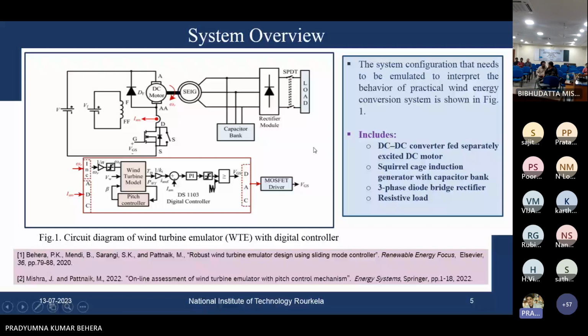The system configuration that needs to be emulated to interpret the behavior of the practical wind energy conversion system is shown in figure 1. You can see it includes the DC to DC converter fed separately excited DC motor. This one is our DC motor. It is coupled to the self-excited induction generator, and at the stator terminals of the self-excited induction generator, a capacitor bank is connected. And the output of the self-excited induction generator is fed to a three-phase rectifier and finally connected with the load through a single pole double throw switch. You can see here, this arrangement is basically a step-down chopper which is feeding power to the DC motor.